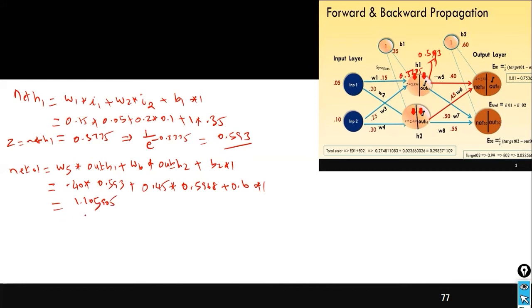And you need to apply the activation function on this value so that we will get something like 0.75, that is what I mentioned here, right? 0.75136, something like that. So net O1 gives me the Z value. When you apply the activation function on this one, you will get out O1, 0.75136.